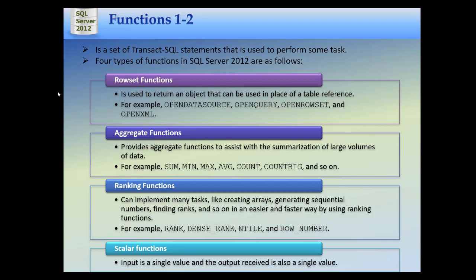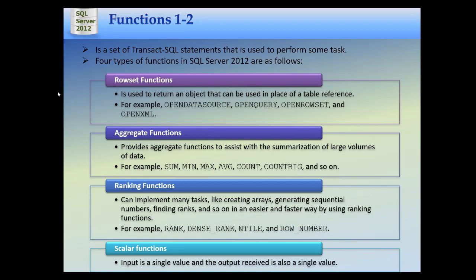We have aggregate functions. Aggregate is like when you want to get totals of something. And basically, they assist you in summarization of large volumes of data. For example, we want to get the total sales in a given month. We want to get the average of the students' course marks in a given class or something like that. We want to get the highest, lowest. So examples are given there: sum, min, max, and so on.